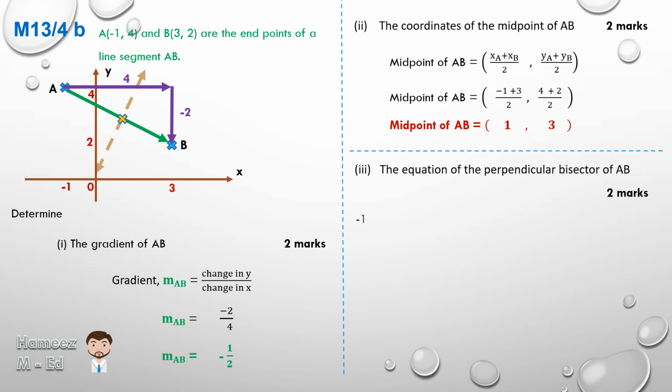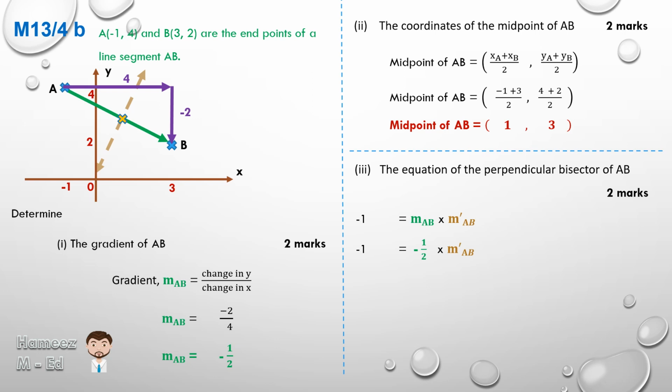So minus 1 is equal to the gradient of AB times the gradient of the perpendicular of AB, which is the one we have in green times the one we have in yellow. And we know the gradient of AB, we worked that out in part 1. So we can substitute minus 1 is equal to minus a half times the gradient of the perpendicular bisector of AB.